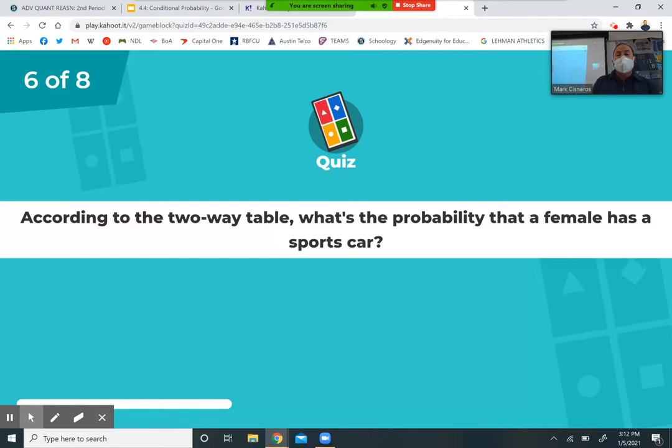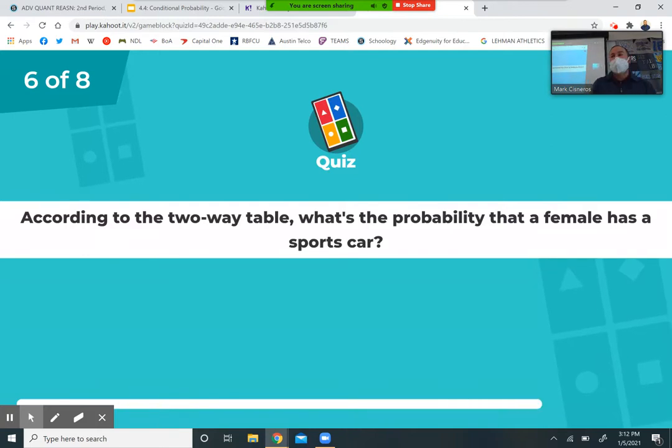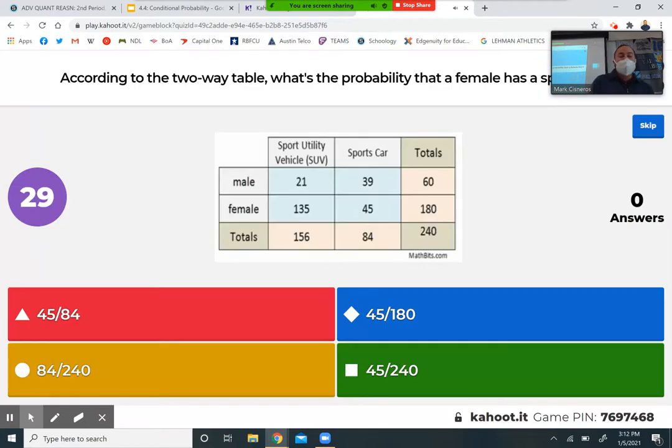According to this table, what's the probability that a female has a sports car? Now we're looking at probability. Probability that a female has a sports car.